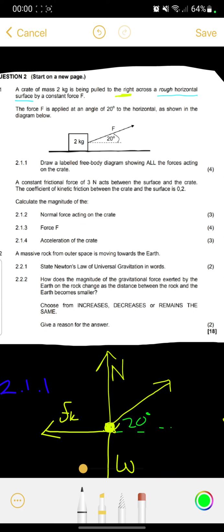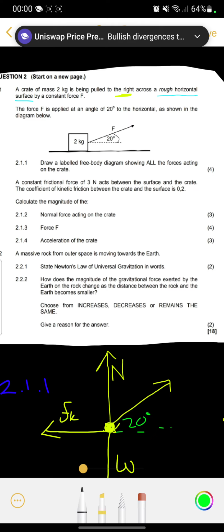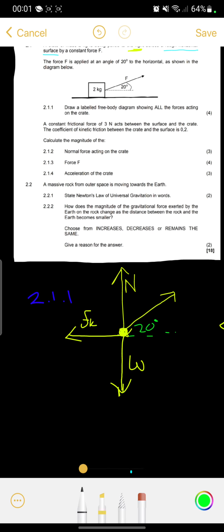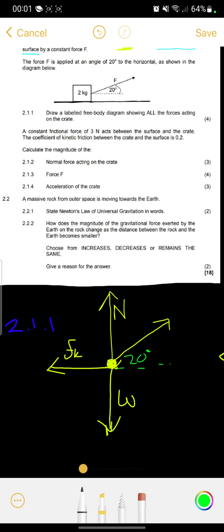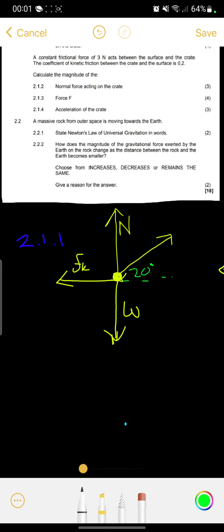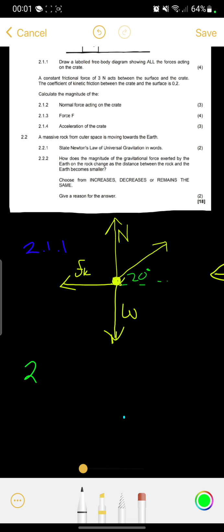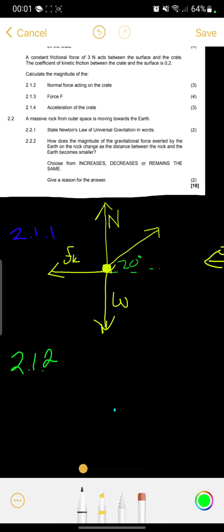Let's find out. It says calculate the magnitude of the normal force acting on the crate. We know that the normal force is the force that the surface exerts on the object. In this case, we have some information with the frictional force and the coefficient of friction, so we can basically use this formula here. Let's write 2.1.2. It asks for the normal force acting on the crate.